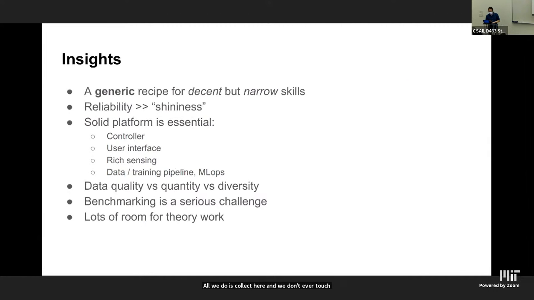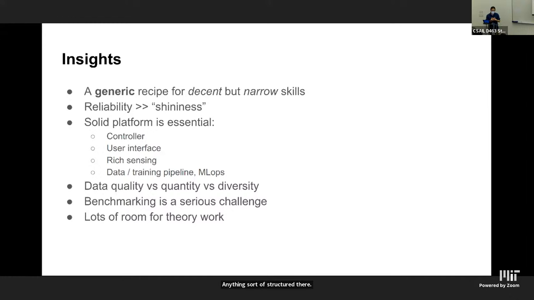All right, so here's where we are. I think we have learned a generic recipe, the same thing that works for a lot of different tasks. Right now, everything we've learned can be decent, but they are very narrow. They only work in the domain that they're trained on. Anything out of domain, if it works, it's more luck than anything structural there.